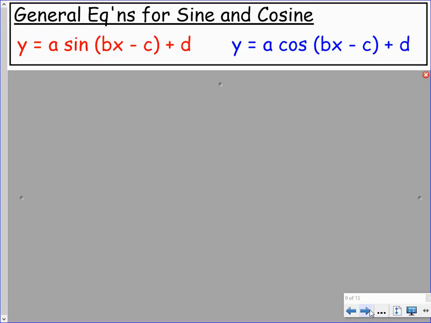So you have two general equations, y equals A times sine the quantity bx minus c plus d. And then similarly, y equals A times cosine quantity bx minus c plus d.